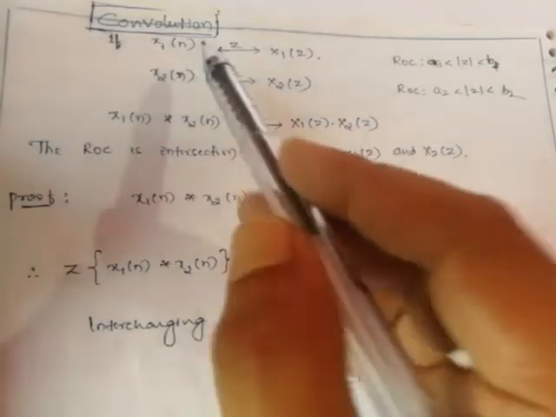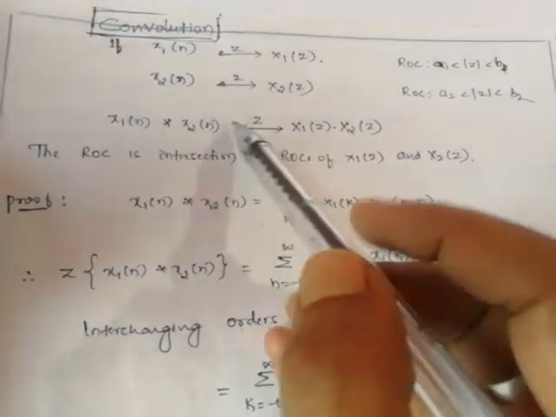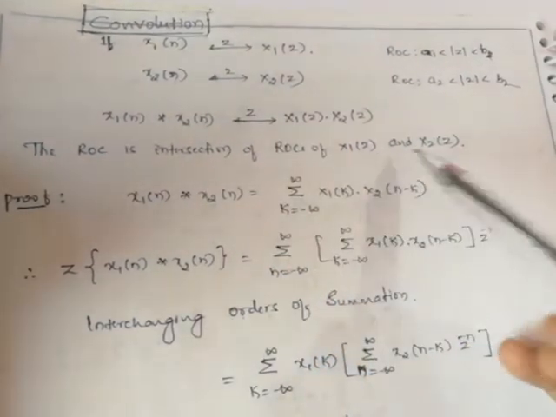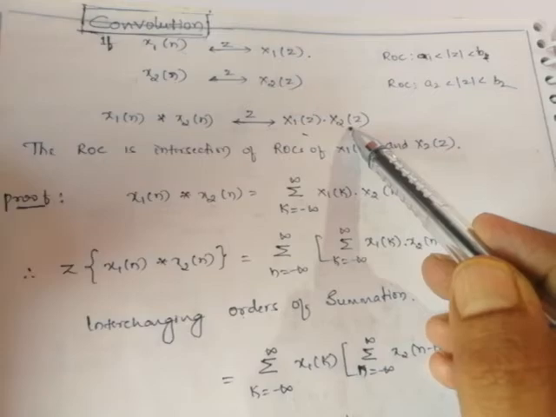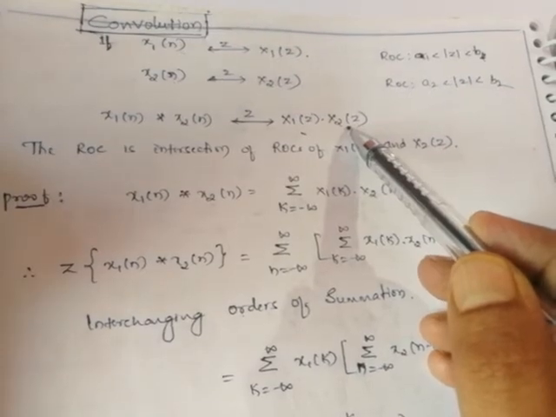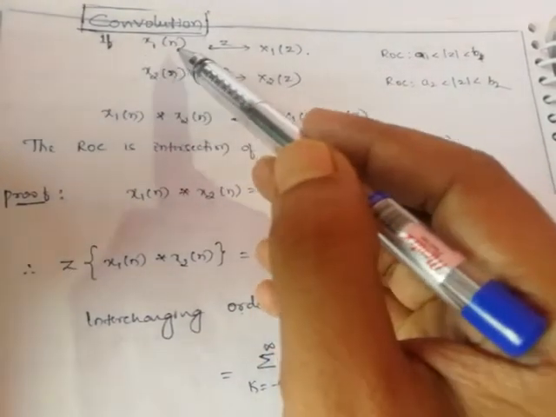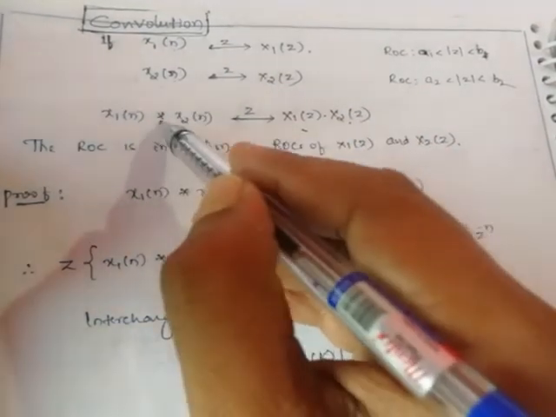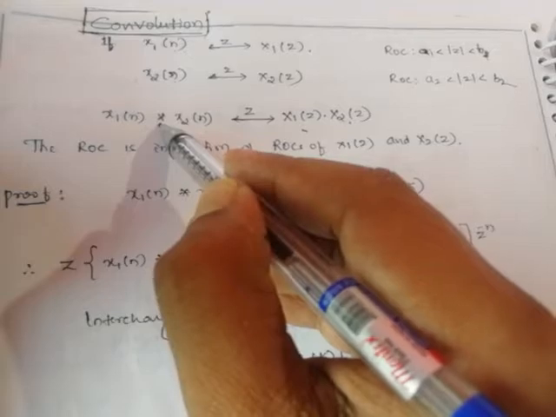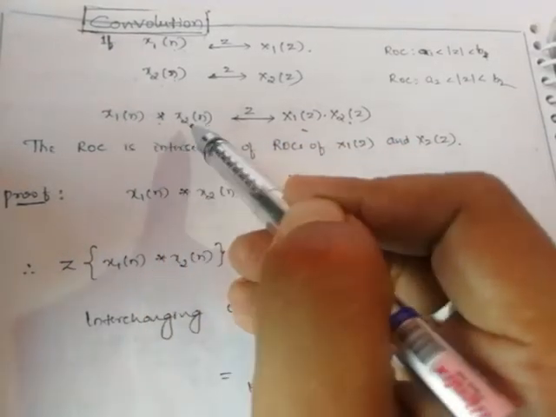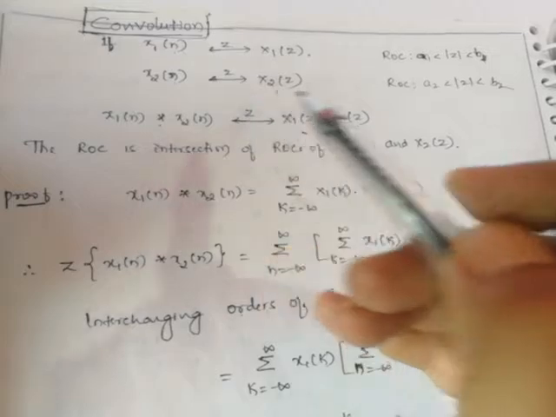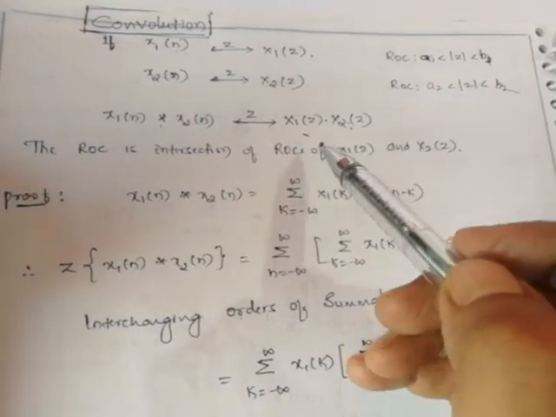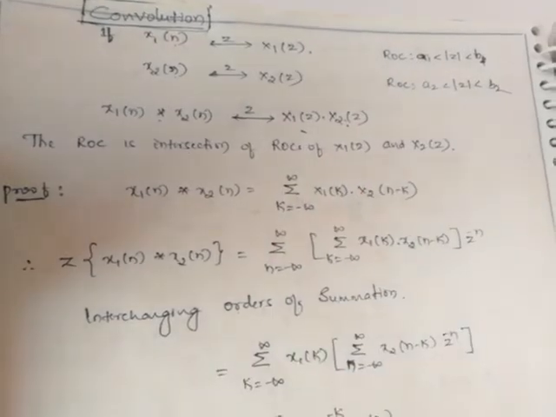Next property, convolution property. Convolution between two time domain sequences is equivalent to multiplication of their corresponding z transforms. It is the statement of the convolution property. Once again I will repeat: convolution between two time domain sequences, where the star indicates the convolution operation, is equivalent to multiplication of their corresponding z transforms.